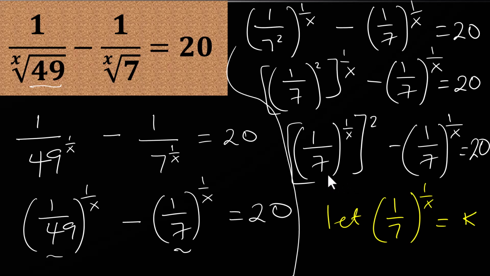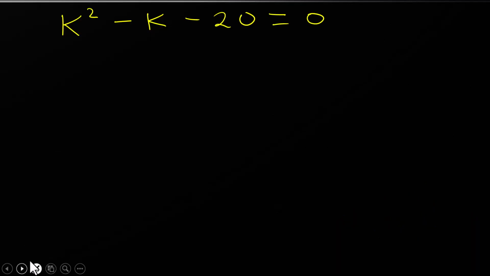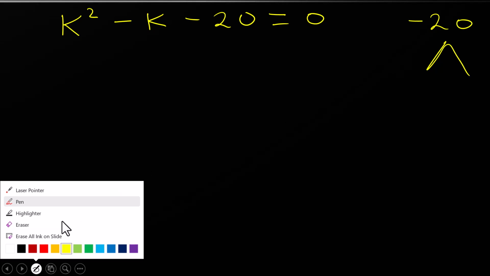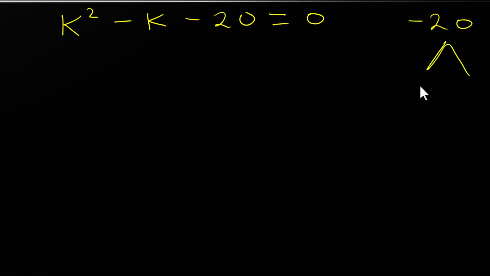Now here, we have k squared minus k minus 20. So this one is a quadratic. I'll multiply the coefficient by the constant. That will be minus 20. And I'll find two numbers that, when I multiply them, are factors of this number. So we have minus 5 and 4. The two numbers, when we multiply them, give us this, but when we add, give us the coefficient of k, that is negative 1. If I add this, I'll get negative 1. If I multiply, I'll get this.